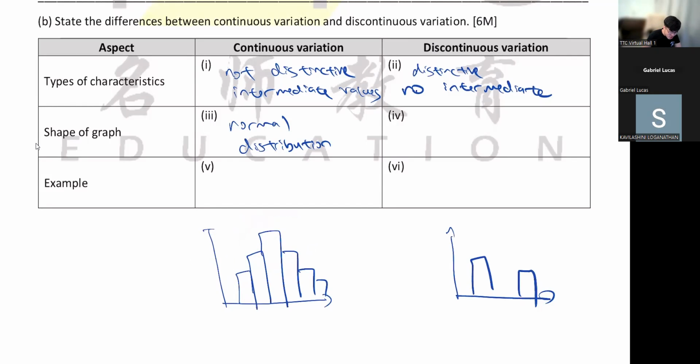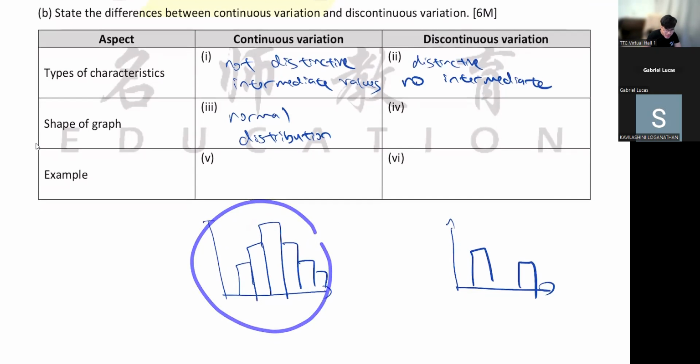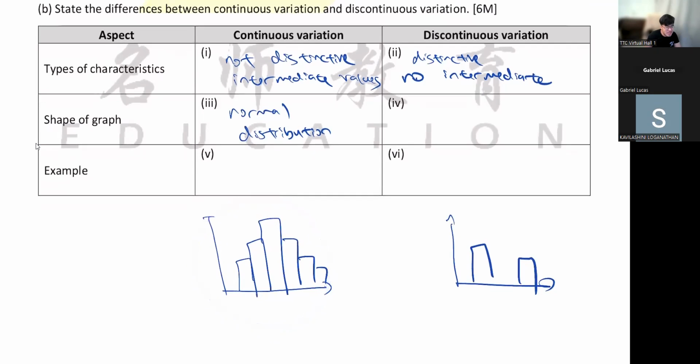This is called normal distribution, by the way. Go and ask your MS friend if your MS friend learns this. So this graph is called normal distribution, whereas this one is your bar graph.